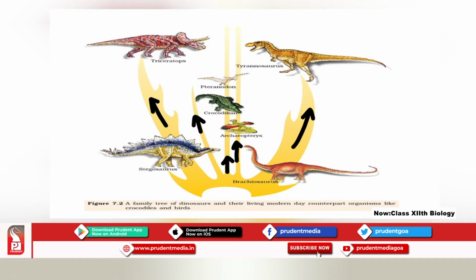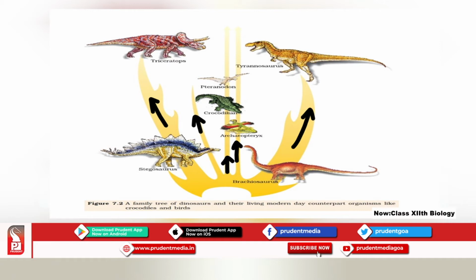In your textbook, they have also given you this family tree of dinosaurs starting from Brachiosaurus. You can see the neck quite disproportionate to the body, a long neck. And that could have been one reason survival must have become difficult for it. So the majority of these organisms have become extinct. You can see the different lines of, rather different branches of evolution.